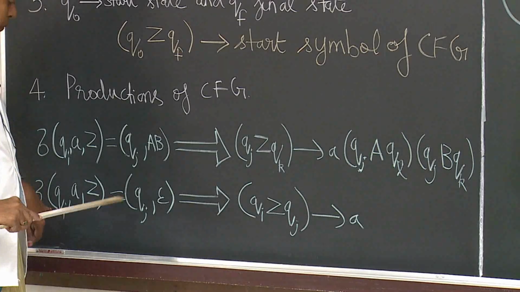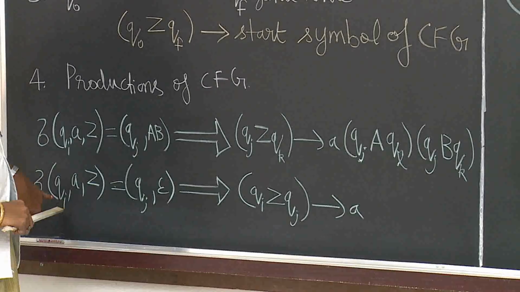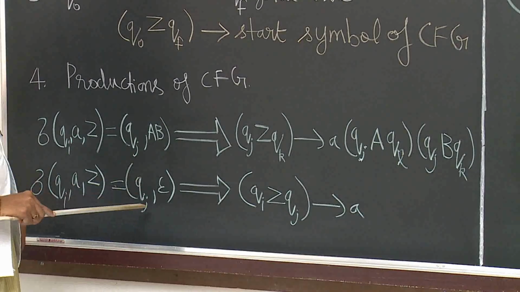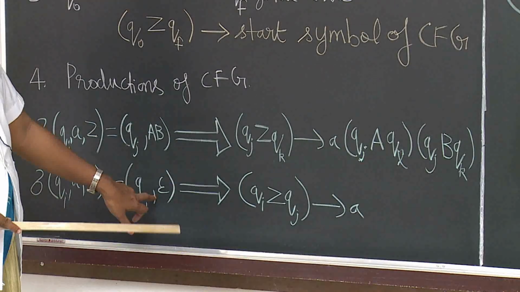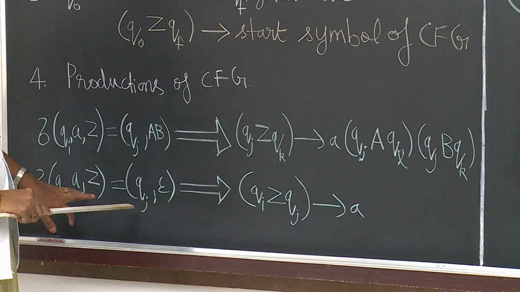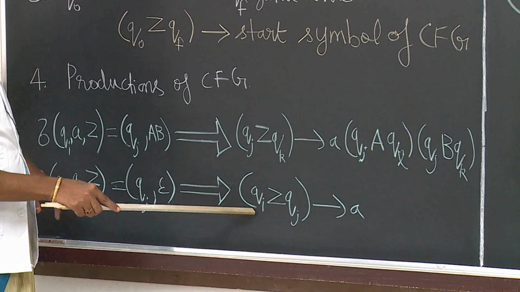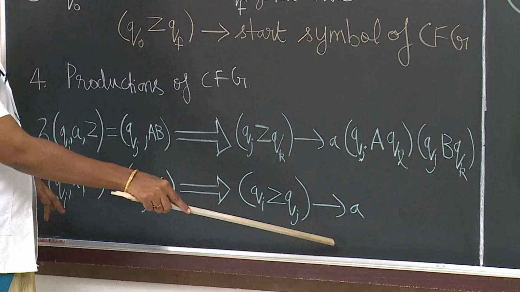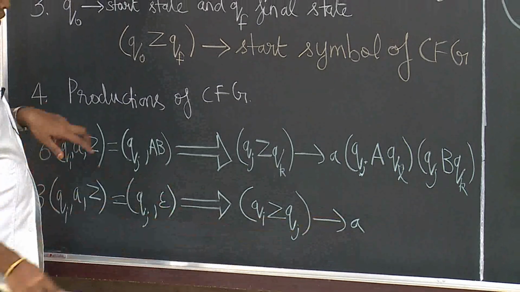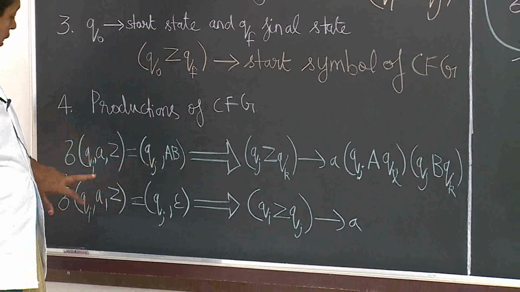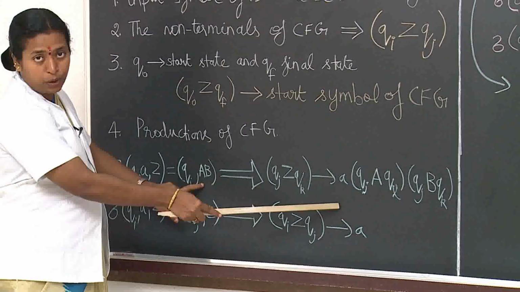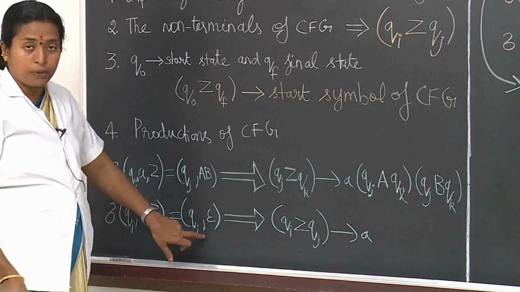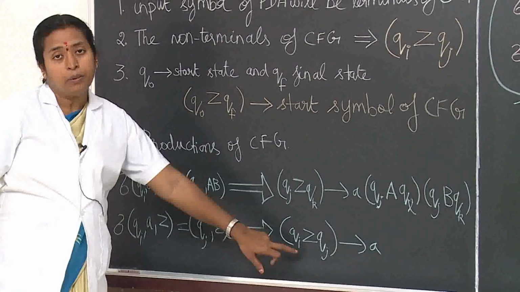Okay, next, if the transition is of the form QI, A, Z equal to QJ, resulting in the top of the stack being null, that is epsilon, then the corresponding production will be Q1, Z, QJ, that tends to terminal A. These are the 2 cases. When the transition is of the first form, the corresponding production will be in that format. If the transition is of the second form, then the corresponding production will be this.